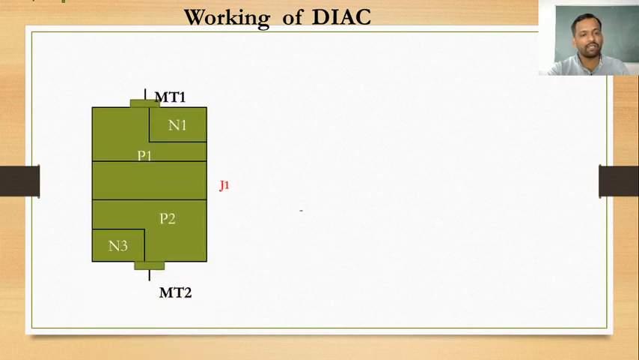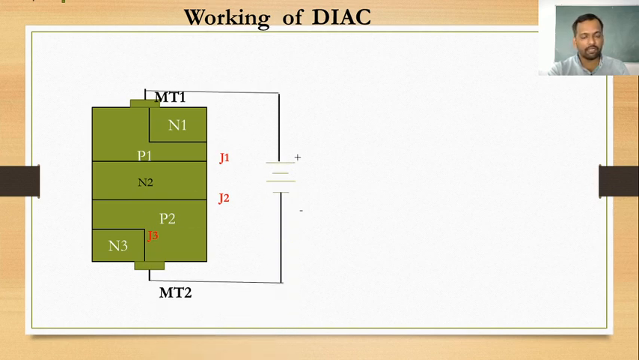In working, first, if we connect MT1 to the positive terminal and MT2 to the negative terminal, then SCR1 will get activated. We are calling four layers an SCR. Which four layers will get activated? P1, then N2, then P2 and N3. These four layers will get activated, and as usual, junctions J1 and J3 will be forward biased, and junction J2 will be reverse biased. If we increase this voltage further, then junction J2 breaks and current will flow through the device like P1, N2, P2 and N3. At the breakover voltage, or forward breakover voltage, junction J2 will break.